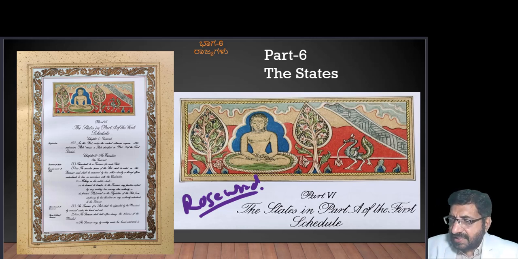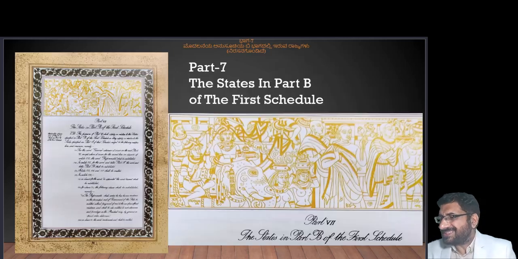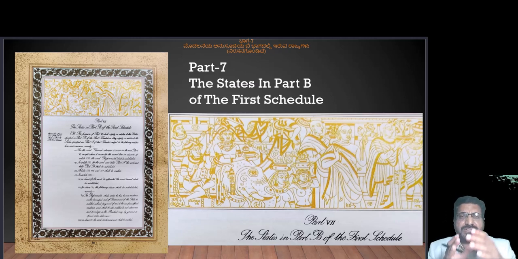Fine then. Next, we'll move on to part 7. Part 7 is about states in part B of the first schedule. See, after we got freedom, independence from the British, our country was not like this. There were different parts. British ruled India was there, our princely states were there. So at that time they put different parts of our country into different states. That is, part A about actual states, part B about other states, part C, part D, like that. So part 7 talks about the states in part B of the first schedule.